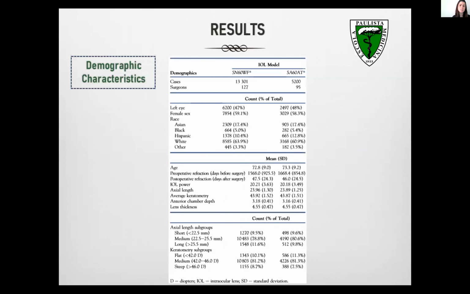Going to the results, this is the table with the demographic characteristics of the patients. Almost 60% of the patients were female. And the racial distribution of the patients is representative of the diverse population of Northern California where the study was performed. In the other features, in both groups, everything was similar.